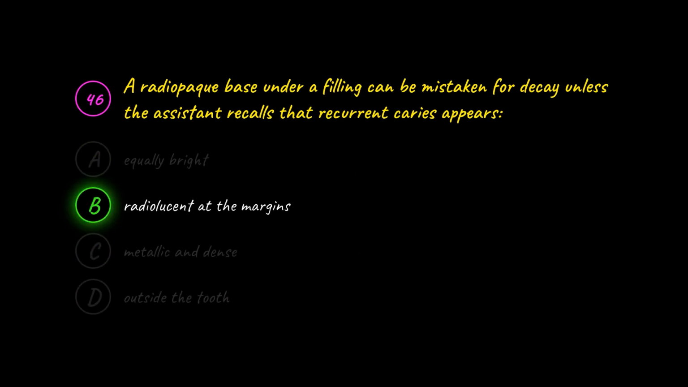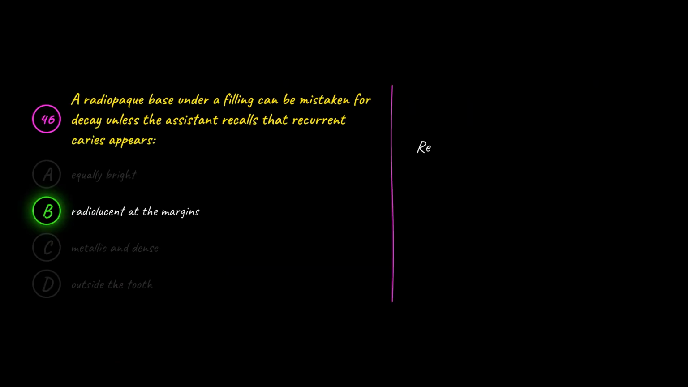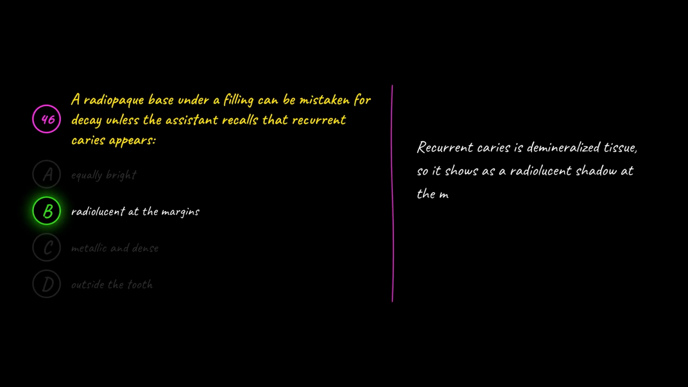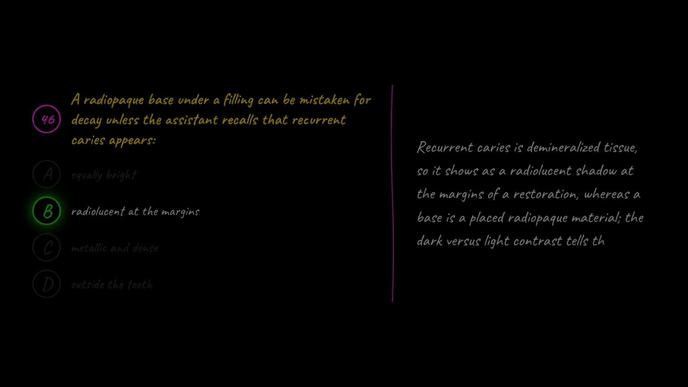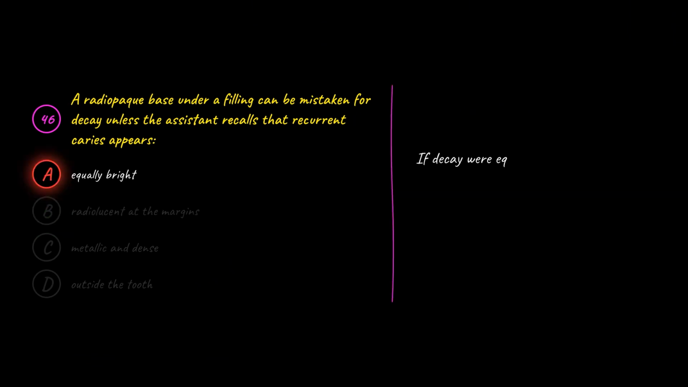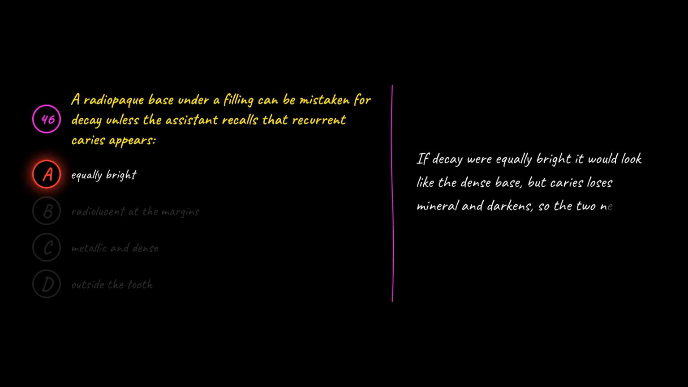The correct answer is B. Radiolucent at the margins. B is correct because recurrent caries is demineralized tissue, so it shows as a radiolucent shadow at the margins of a restoration, whereas a base is a placed radiopaque material. The dark versus light contrast tells them apart. A is wrong because if decay were equally bright, it would look like the dense base, but caries loses mineral and darkens, so the two never share the same bright appearance.